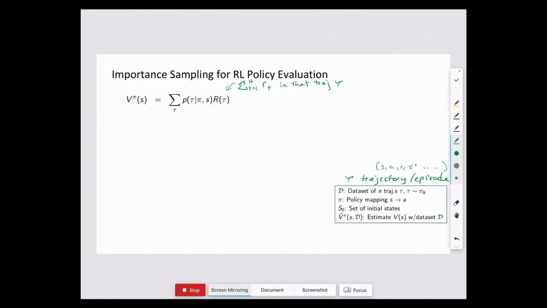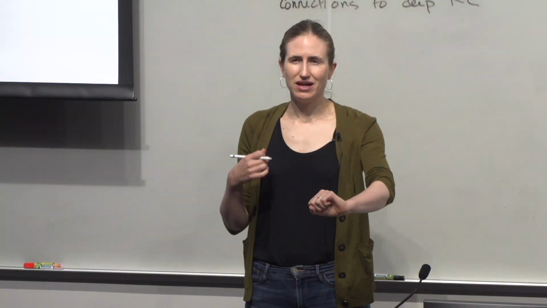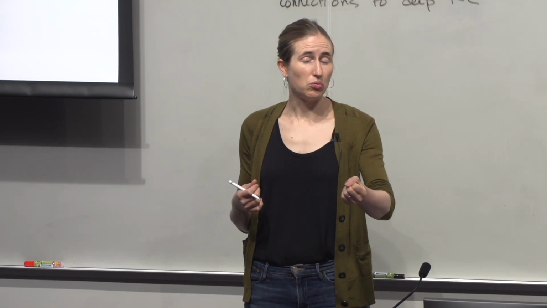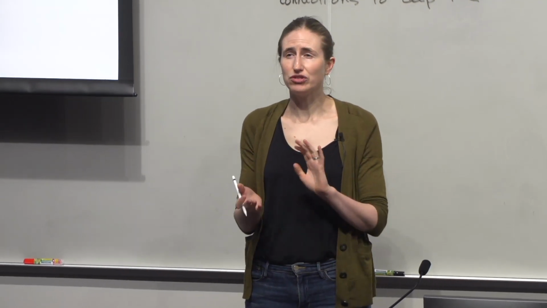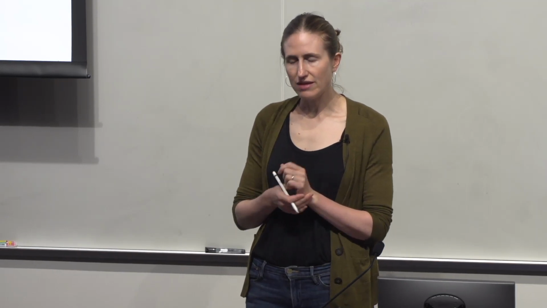Okay. So this just says, the value of my policy is equal to the probability I get a particular rollout or episode times the sum of rewards in that episode, and then I average. And so what I want to show you is that we're going to be able to use a different policy to generate the data, and then we're still going to be able to play this importance sampling trick.